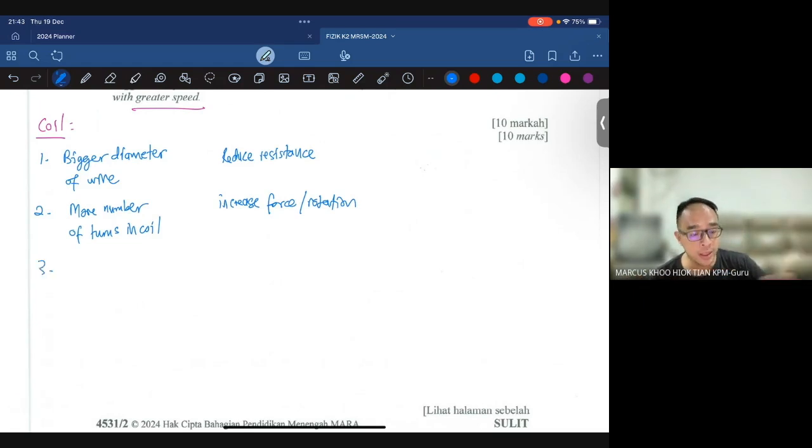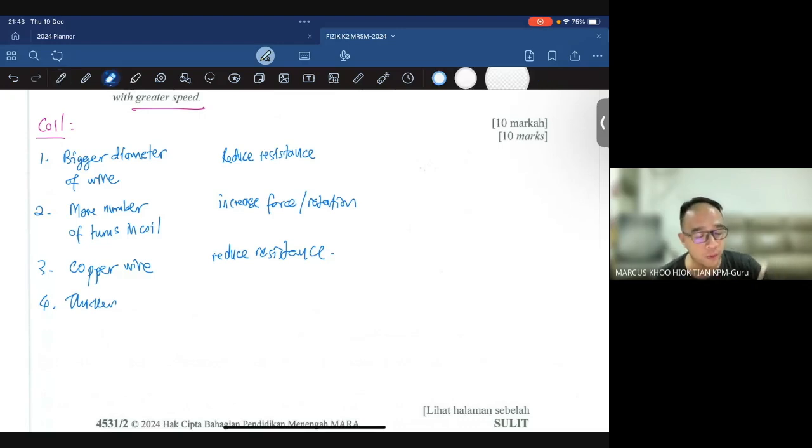Another one is, of course, our favorite friend, copper wire. Why do we want copper wire? Reduce resistance. Another one, why do we want thicker wire? Oh, thicker wire saya sudah cakap pula, sorry. Another one is low resistivity.